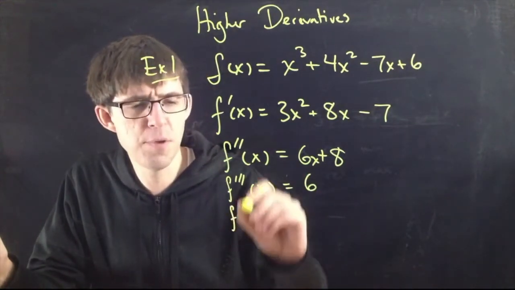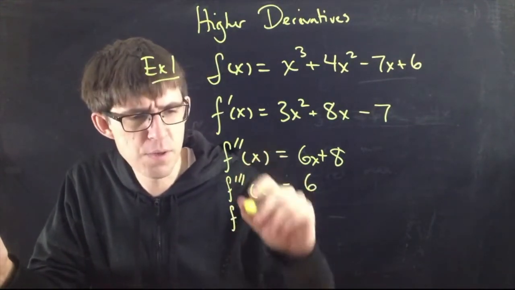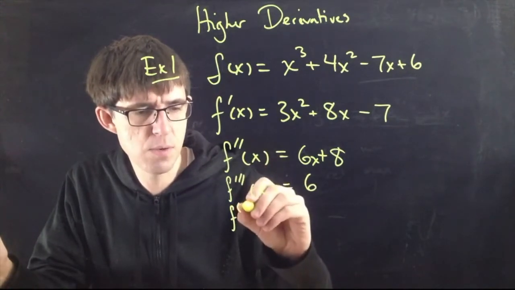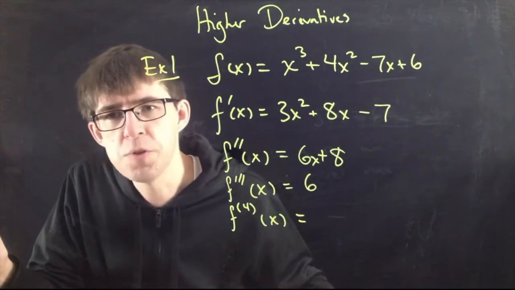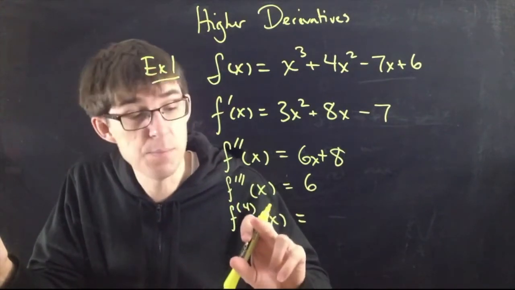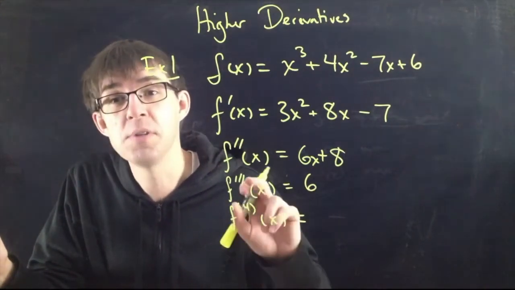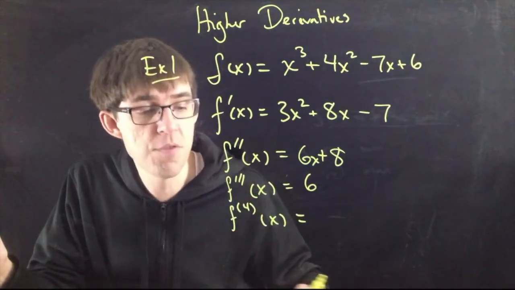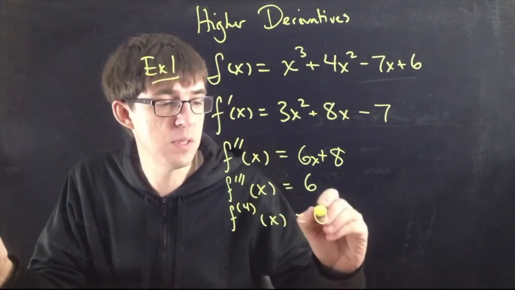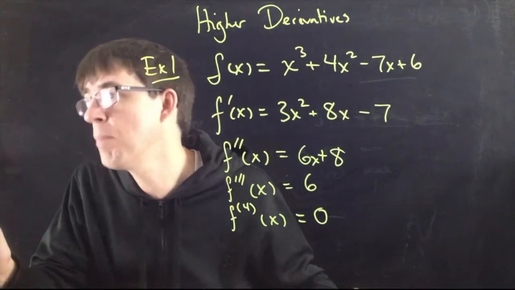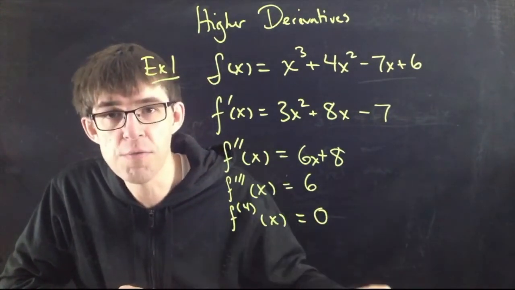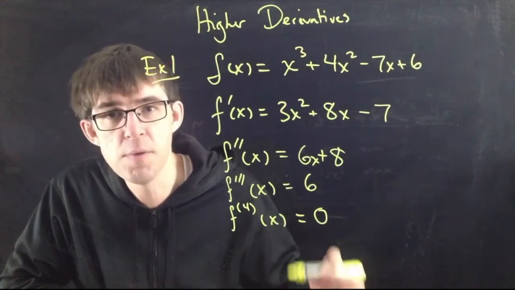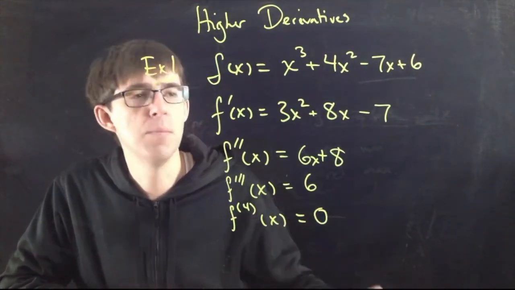Now, usually people don't like to write more than 3 or so little primes. So after a while, we switch over to numbers. In parentheses, the 4 represents the fourth derivative. The fourth derivative is the derivative of that one, which is 0. The derivative of a constant is 0. We could continue if you want, but it's just going to stay 0 forever. The derivative of 0 is 0, and it's going to be 0 forever.